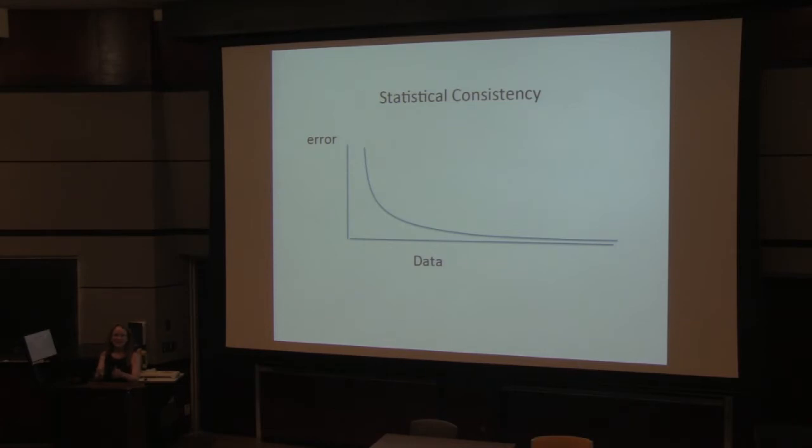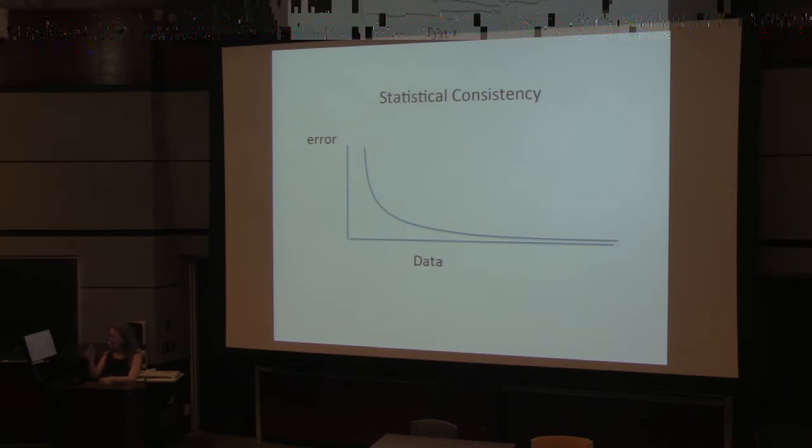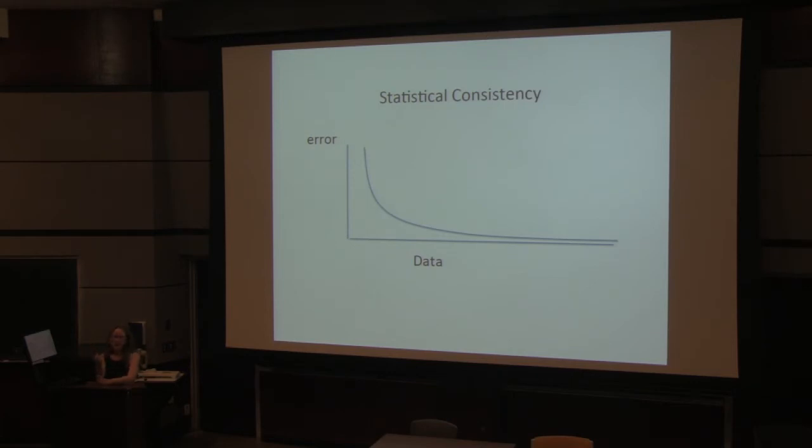Statistical consistency is a statement about a statistical estimator, and you want the error in the thing you're estimating to go to 0 as the amount of data increases. So you can think of this as, if I have a coin and I want to know the probability of a head, if I keep tossing the coin, I can get a better and better estimate of the probability of a head. So my error will go to 0 as I get more and more data. And for me, data is coin tosses.